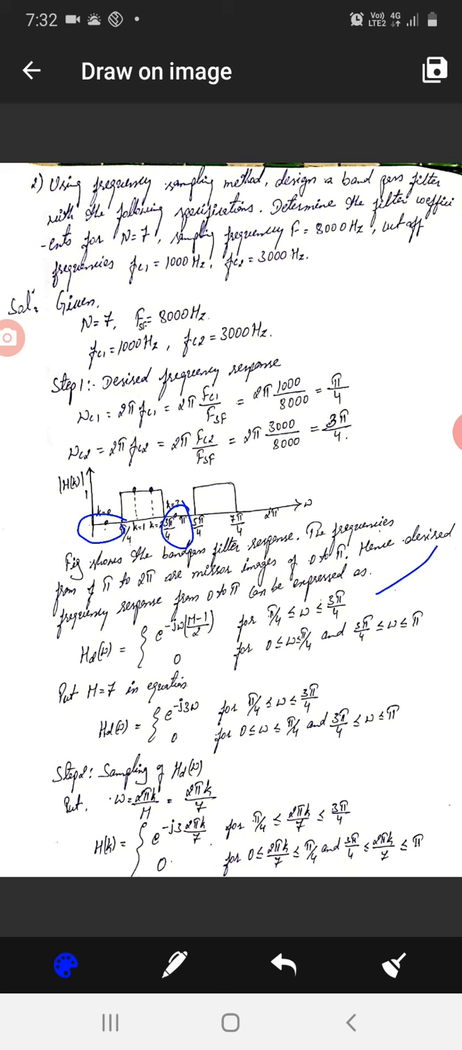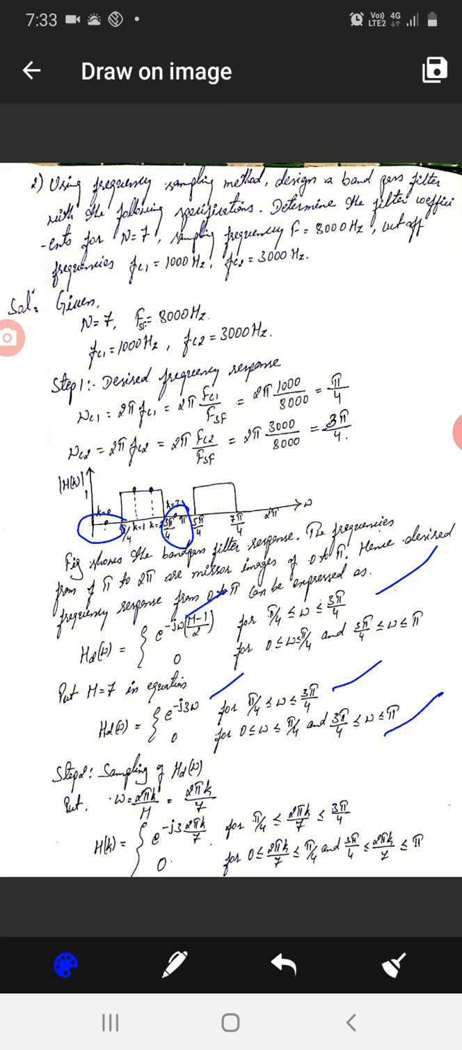Next we have to substitute the M value as 7. In this case, if I substitute 7 minus 1, that is 6 divided by 2, you will be getting minus j 3 omega. Here also the limit remains the same. This is step 1 where we got the desired frequency response.